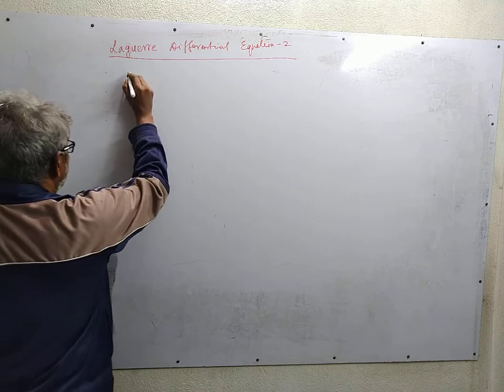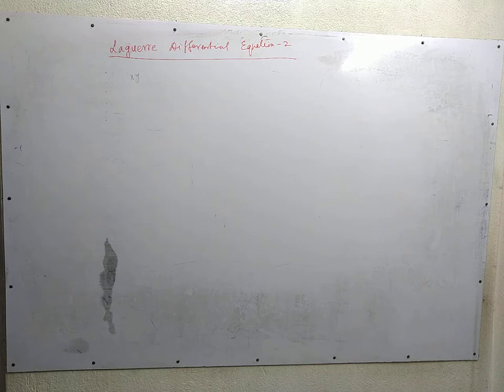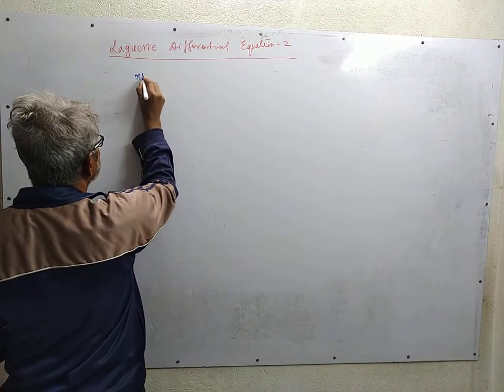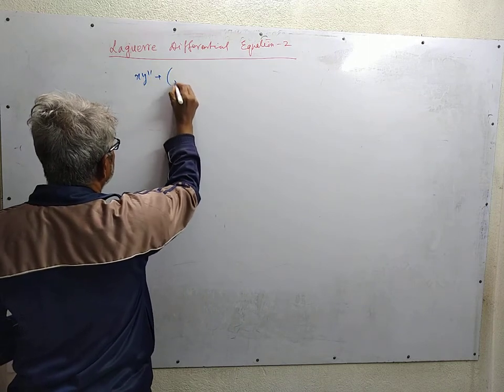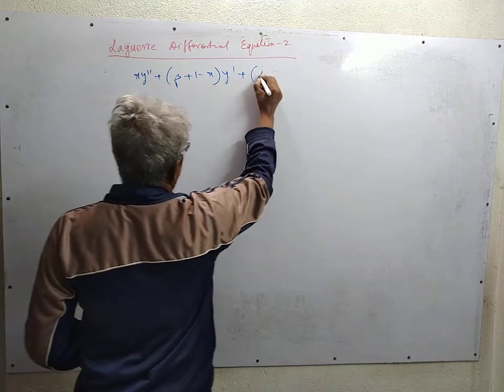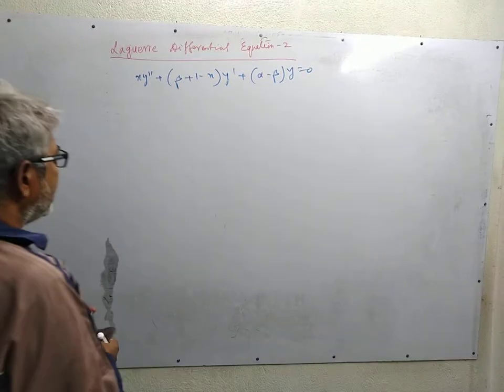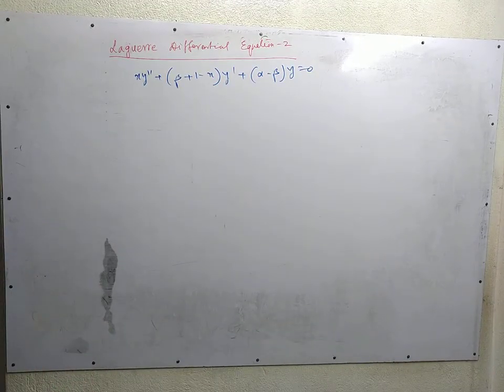Second class on Laguerre differential equation. In the earlier class, we introduced the associated Laguerre differential equation to be one which is given by the differential equation y double prime plus (beta plus 1 minus x) y prime plus (alpha minus beta) y is equal to 0, where alpha and beta are real numbers, and this differential equation arises in the quantum mechanical treatment of the hydrogen atom from its radial part.